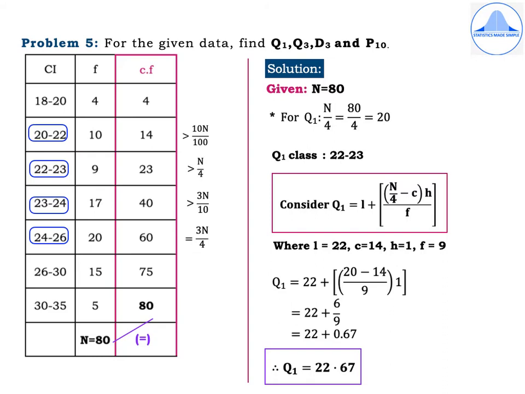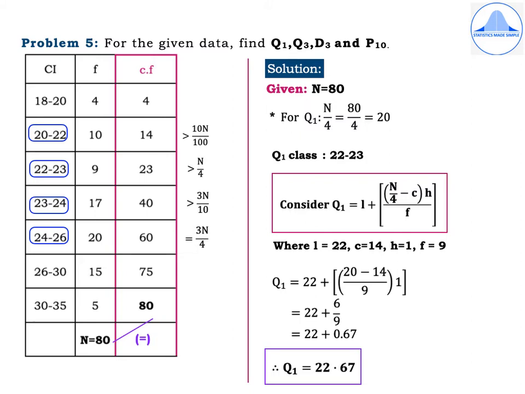Then for Q1, find out capital N by 4, which is 80 by 4 equal to 20. Now in the CF column, the value which is greater than 20 is 23. Corresponding to it, you write greater than capital N by 4, and the Q1 class is 22 to 23. Consider Q1 equal to L plus N by 4 minus C into H divided by F.